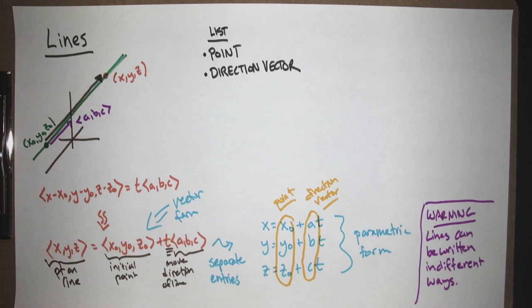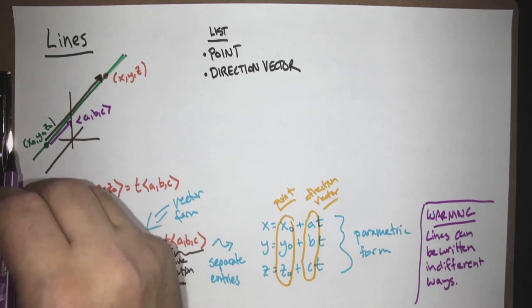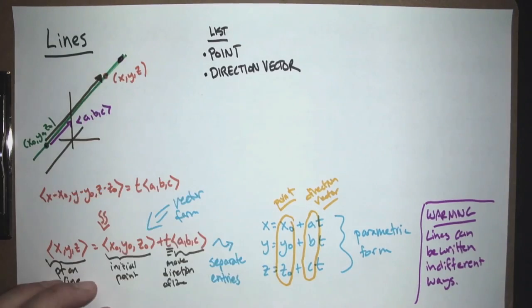Because you can choose a different starting point? Yeah, we could choose different starting points. If you choose a different starting point, I say, well, I don't like this point. I want to start over here. That's fine. It's the same line, but it's a slightly different expression. Is there anything else you can do?